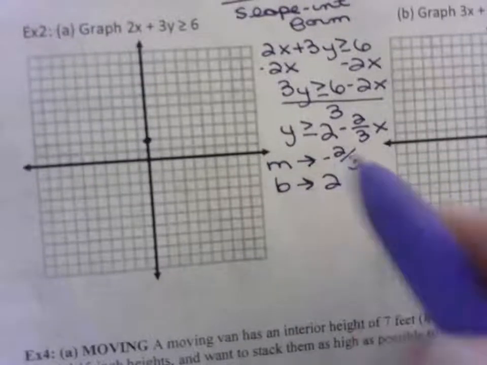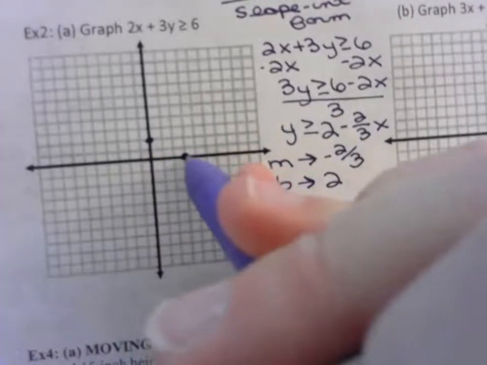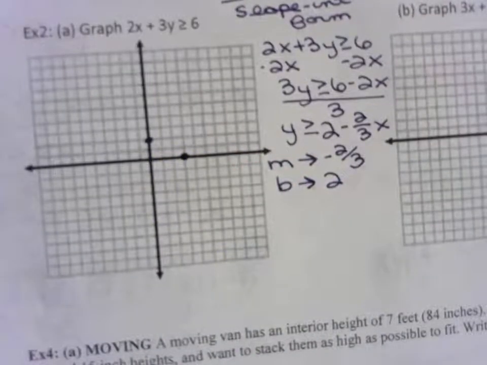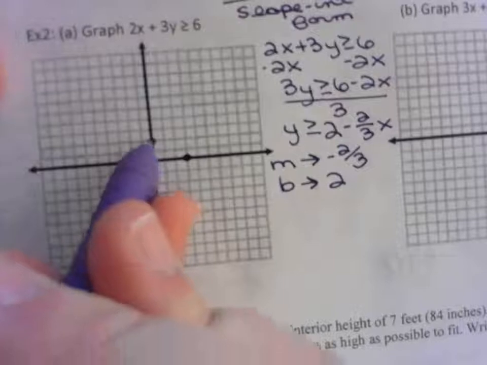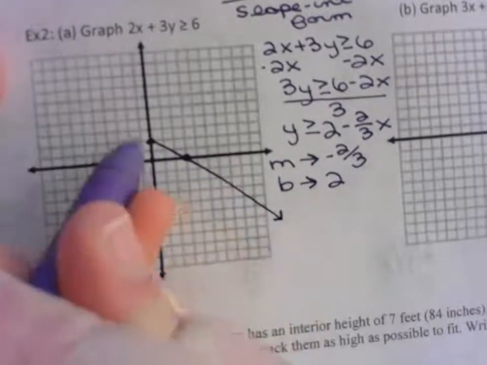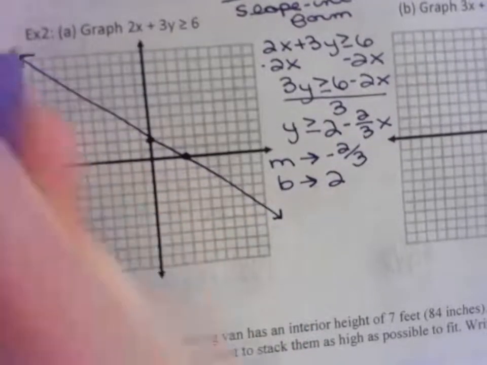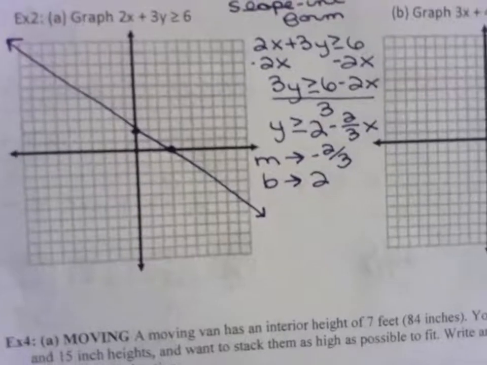My slope is a negative 2/3, so I go down 2, right 3. Okay, this is an inequality. Is this a full or dashed line? Full, because it's greater than or equal to, so it's a full line. And I need to decide which way to shade.